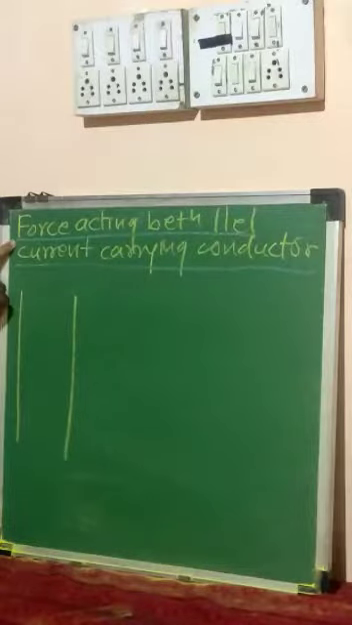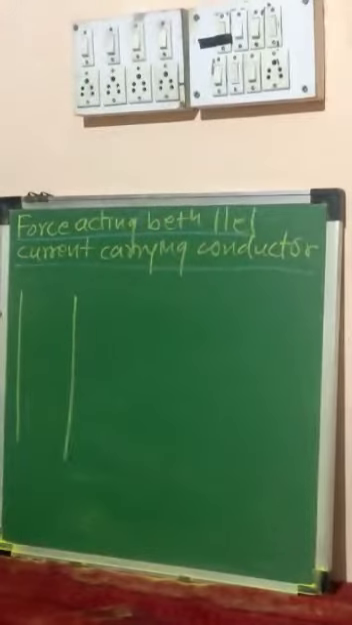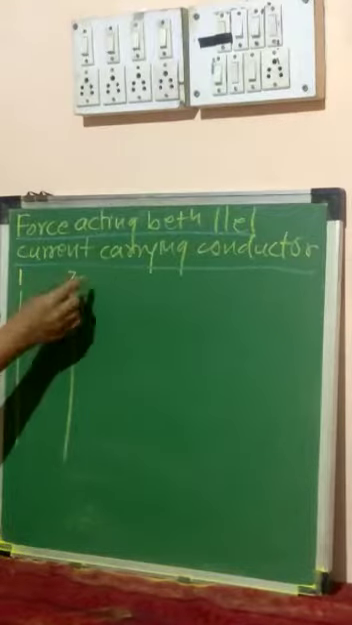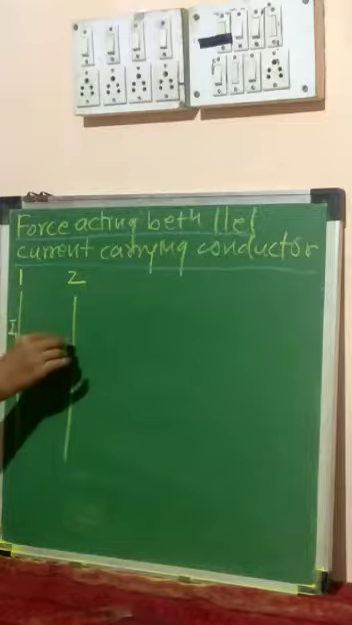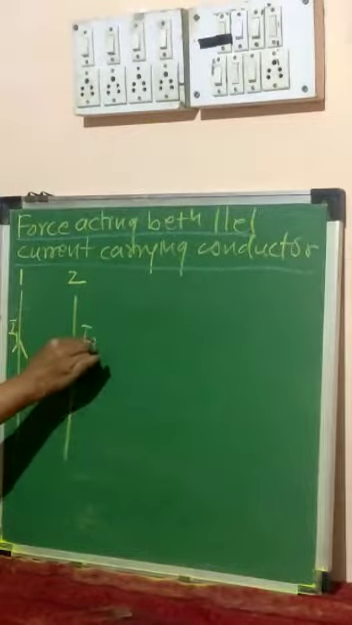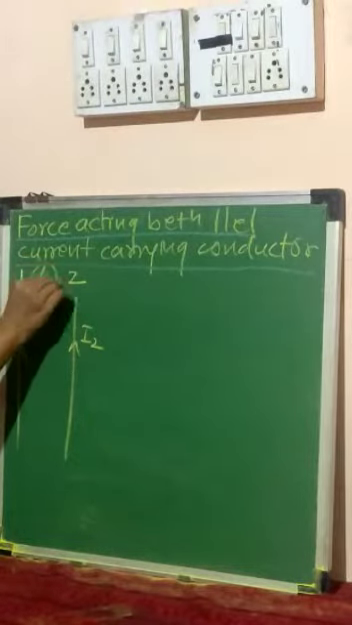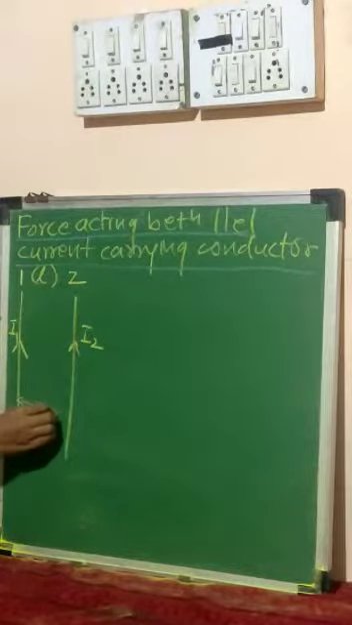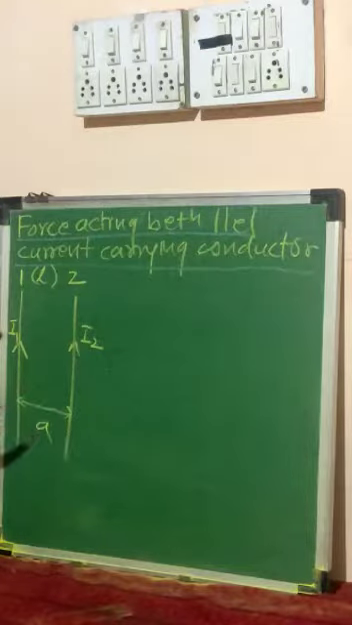The second application of your Biot-Savart law is nothing but the force acting between parallel current carrying conductors. So here I have drawn two conductors, conductor 1 and conductor 2. Conductor 1 carries a current I1, conductor 2 carries a current I2. Both conductors have a length L. They are separated by a certain distance equal to a. And now we are going to concentrate on the force concept.